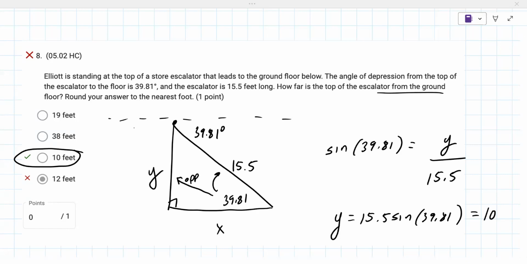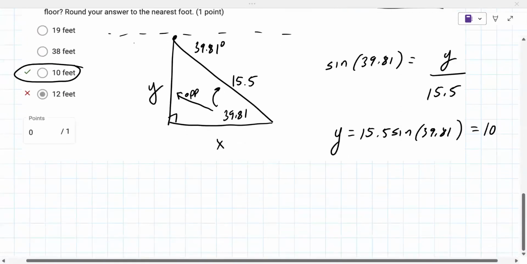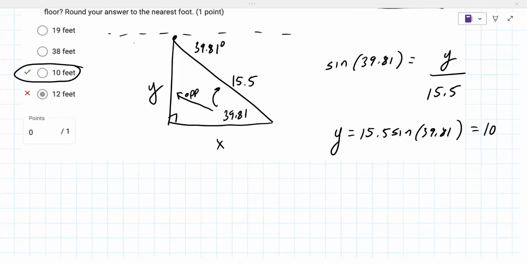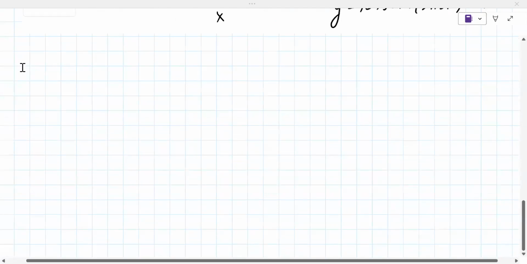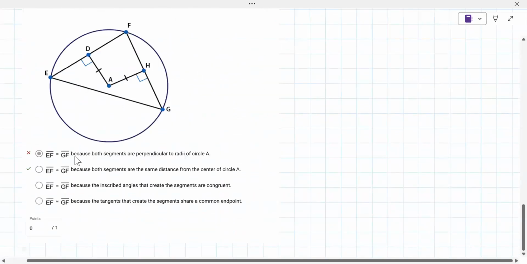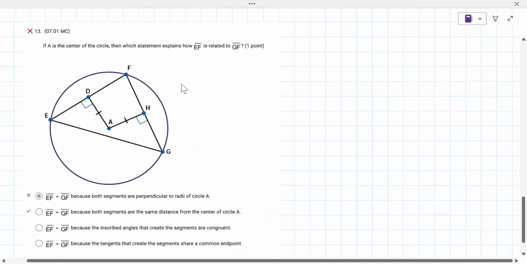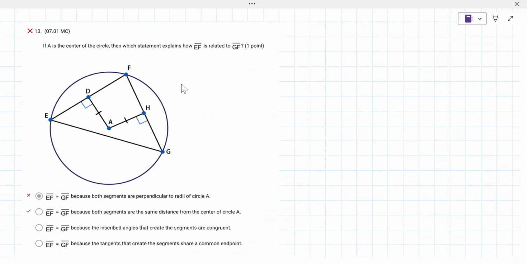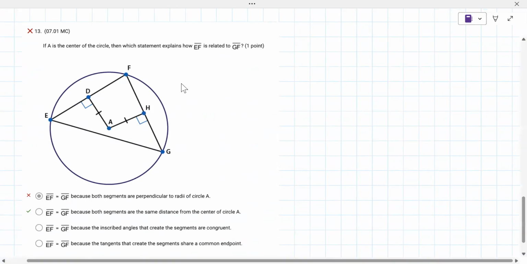All right, so this next one, I was still kind of not sure when I was submitting it. Let me put the next one in the chat. For this one, I had originally put the third option, but then I thought that was incorrect, so I put the first option there. So it turns out: if A is the center of the circle, then which statement explains how EF is related to GF?